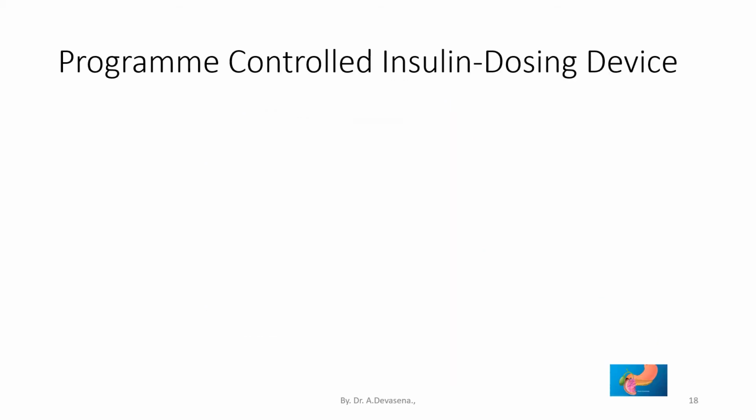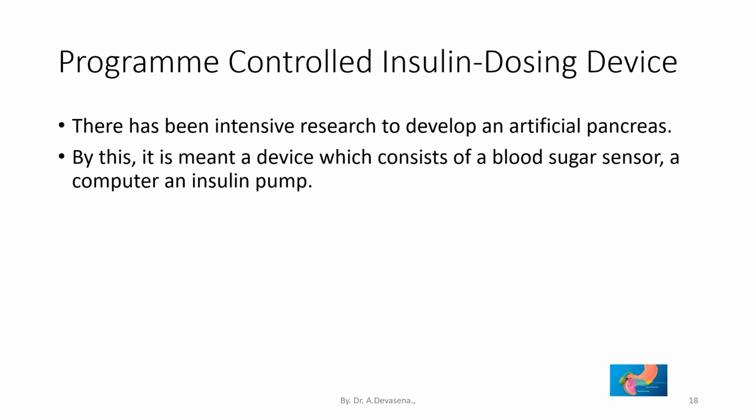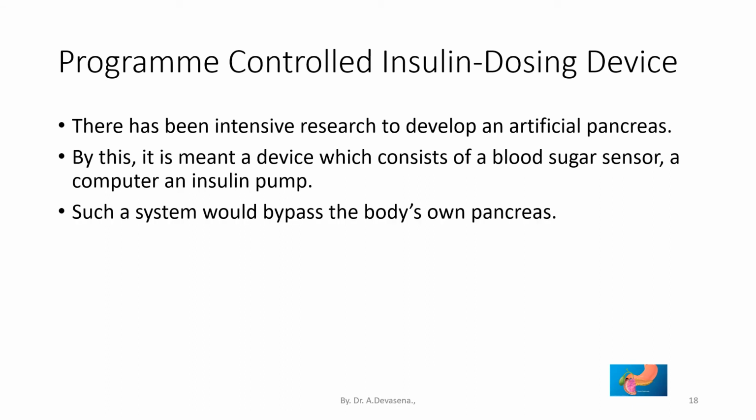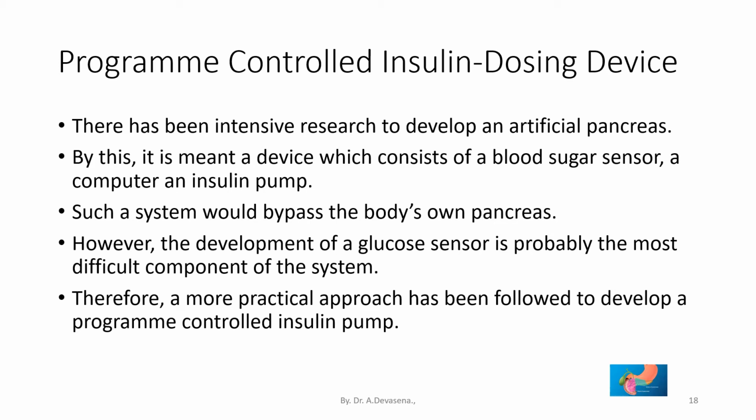Program controlled insulin dosing device. There has been intensive research to develop an artificial pancreas. By this, it is meant a device which consists of a blood sugar sensor, a computer, and an insulin pump. Such a system would bypass the body's own pancreas. However, the development of a glucose sensor is probably the most difficult component of the system. Therefore, a more practical approach has been followed to develop a program-controlled insulin pump.